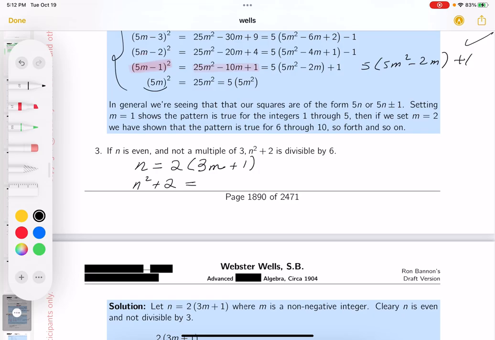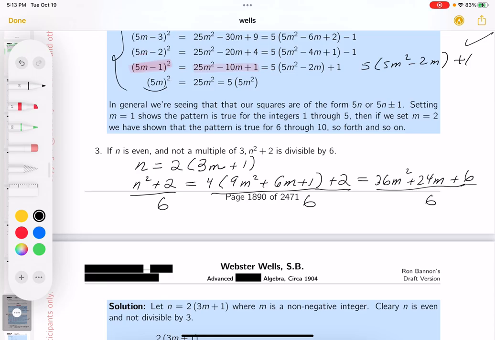So what's n squared? Well, I'm going to square the 3m plus 1. That's 9m squared plus 6m plus 1, and I have to add 2 to that. I'm going to do that for you, and it's a lot of work, but I'm going to do it. It's 36m squared plus 24m plus 4 plus 2, which is plus 6. What did they say? That would be divisible by 6. I don't know. Let's see.